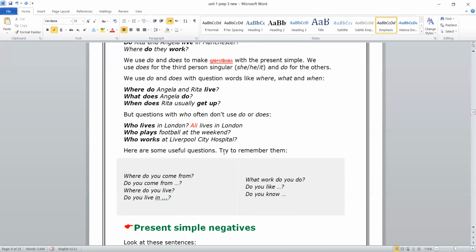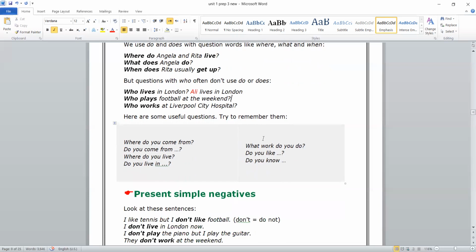Muhammad Salah plays football at the weekend. Who plays football at the weekend? My brother works at Liverpool City Hospital. Who works at Liverpool City Hospital? So if we want to ask about the subject of the sentence, we don't use the auxiliary do or does. Again, if we want to ask about the subject of the sentence, we don't use do or does.